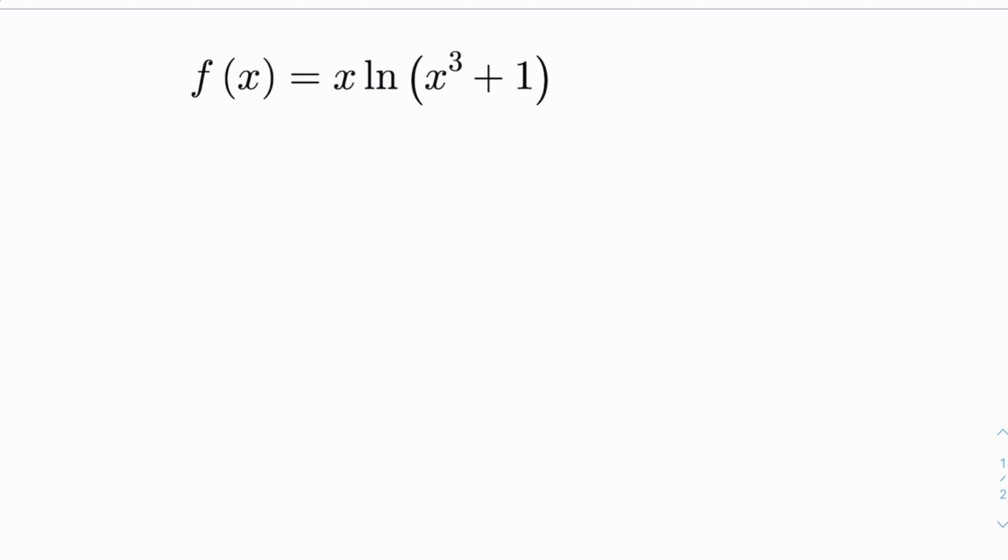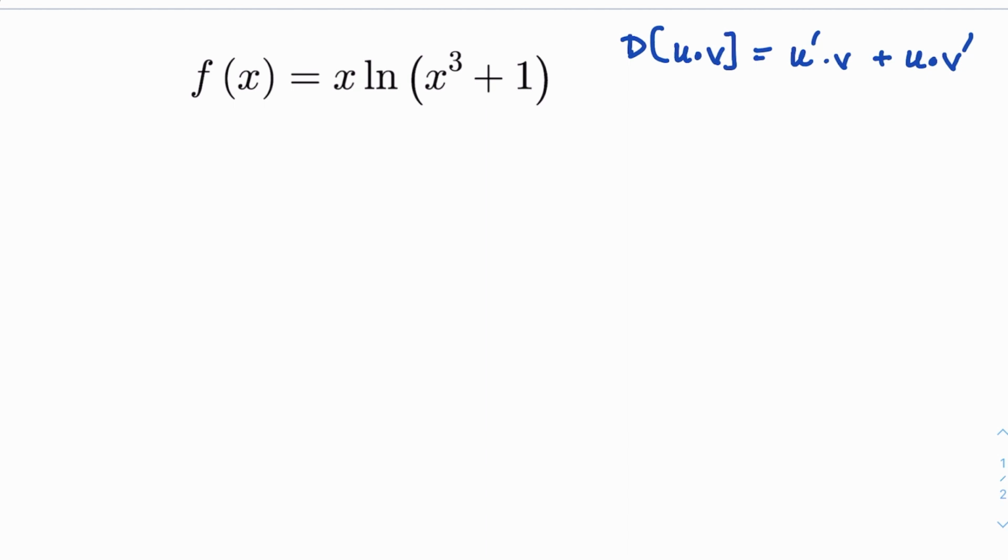As you can see here, we have x times the natural log of x to the third plus 1. So that's going to involve a product rule. Just to remember what the product rule is, the derivative of, I guess we'll call it u times v, is the derivative of the first times the second plus the first times the derivative of the second.